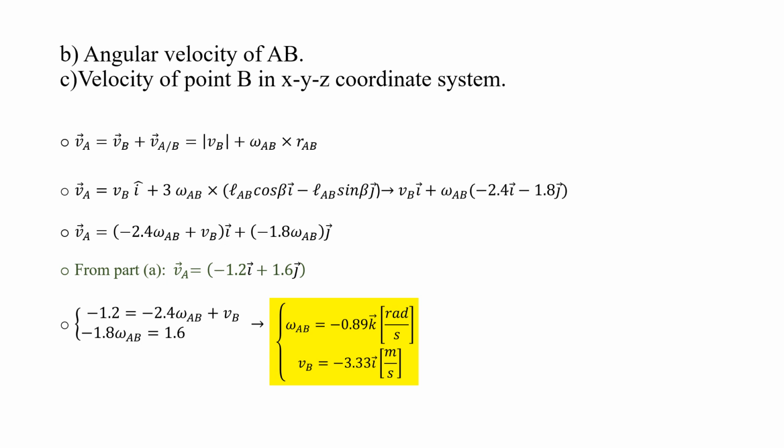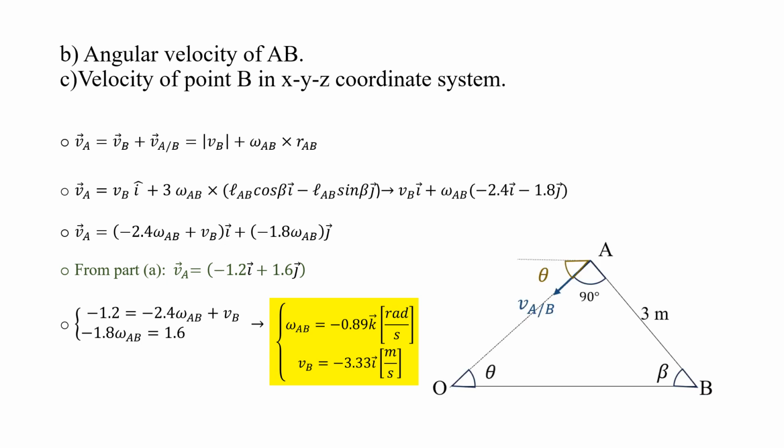And from this, you have enough information to solve everything. You have I and J components, and from those I and J components, you solve for omega AB, which is minus 0.89 K rad per second, and velocity of B, which is minus 3.33 meters per second in the I direction. And remember, that kind of makes sense because velocity of B is constrained to move in the slider. And again, here's the diagram of all of that. You can do it geometrically. You can use a graphical approach and solve through for everything.